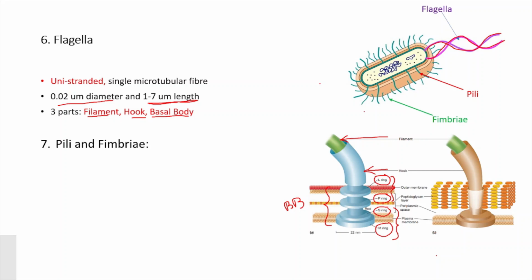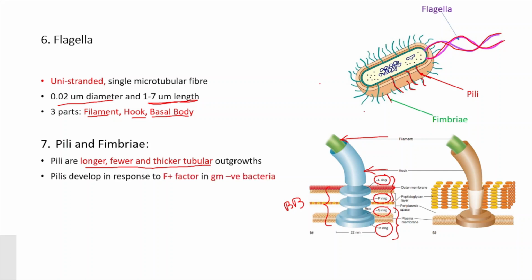Apart from flagella, we have other small extensions of the cell wall which are called pili and fimbriae. Pili are longer, fewer and thicker tubular outgrowths. On the right hand side you will observe these larger, thicker extensions of the bacterial cell wall. These are pili, and there are also some smaller extensions, which are fimbriae. Pili are larger and thicker than fimbriae.